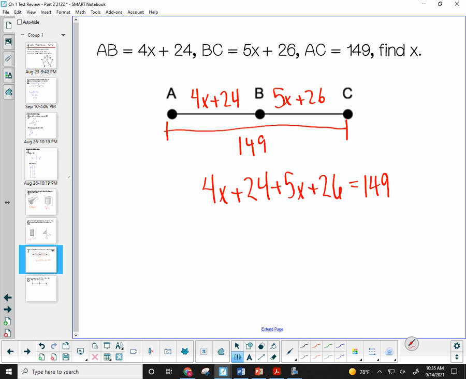Okay, so I can combine my like terms. I get 9x, 24 and 26 give me 50, equals 149. If I subtract 50 from both sides, I get 9x equals 99. Divide by 9, I get x equals 11.